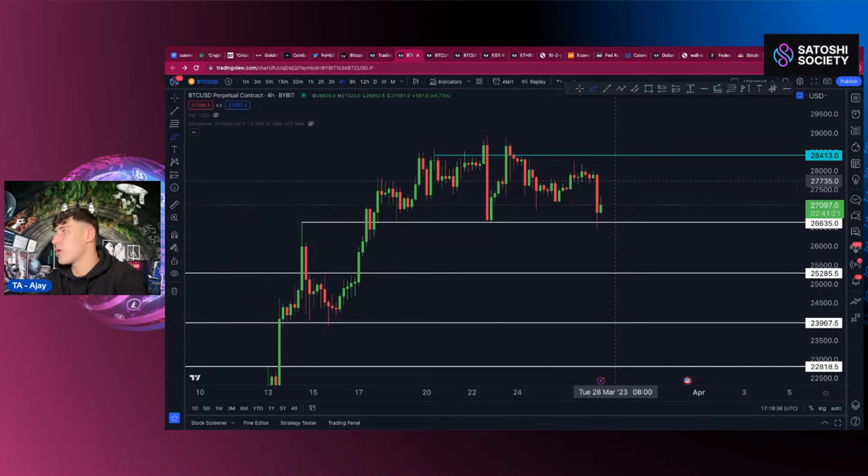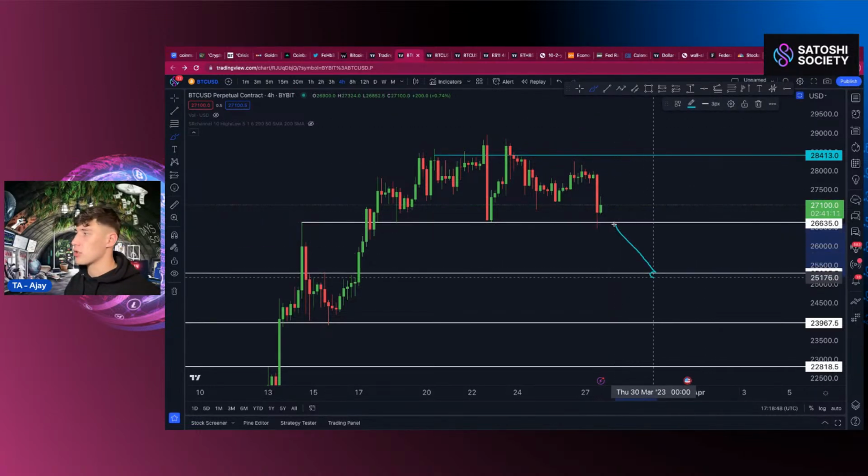But right now for Bitcoin, I am short, and just waiting to see what happens. If we break $26,635, what's going to happen? Well, the market's going to go lower. We're going to go to $25,200. If we can continue to hold the support, then we could be looking at coming back to the range high at $28,950. If we can break that, then we can move much, much higher.